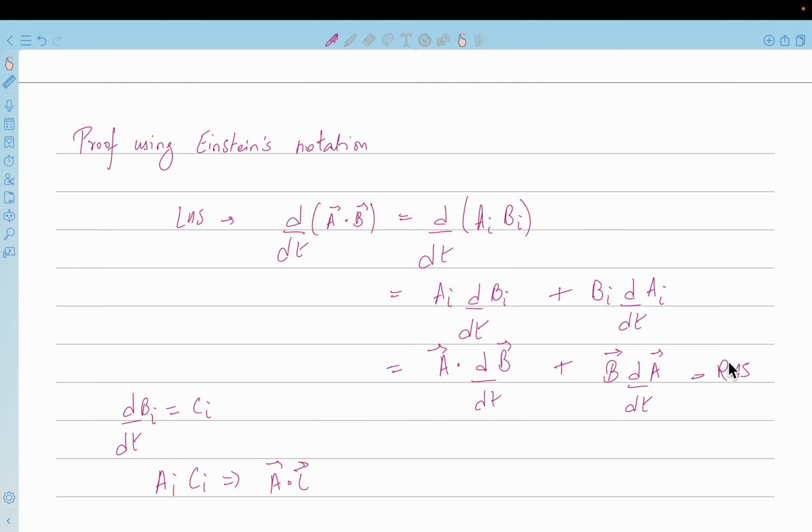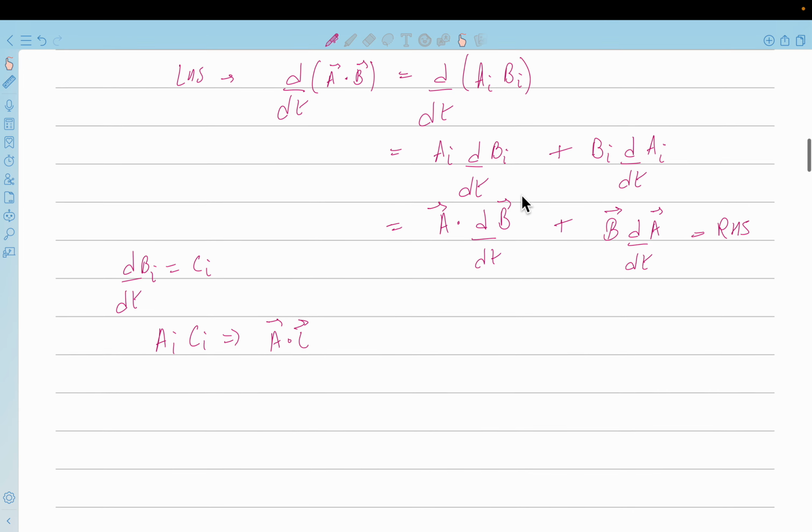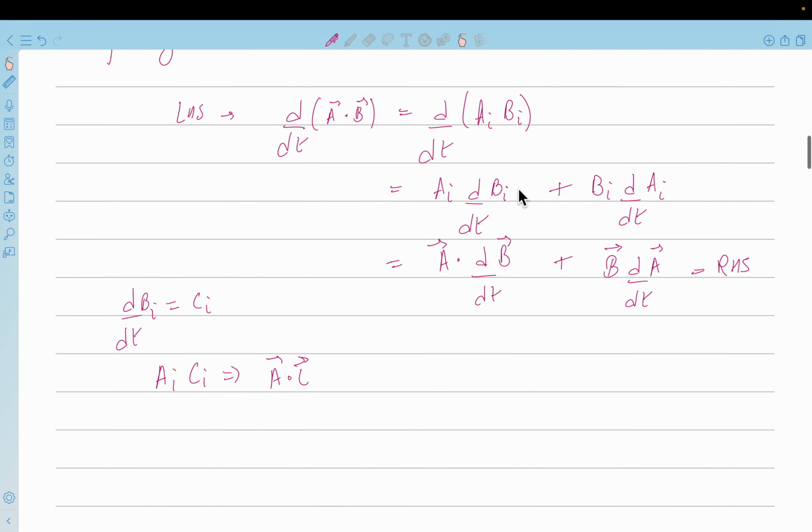So this was a simple vector identity, but when we have some more complicated operators, like last time we had the grad operator, curl operator, right? Then Einstein's notation becomes much more useful to deal with. Okay. Any questions on how we did this? No?